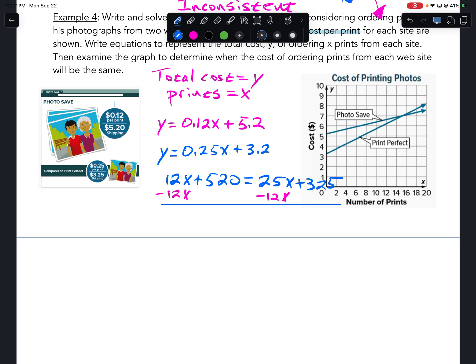So, when I do that, I get 520 equals 13x plus 325. What's my next step? Minus 325 from both sides. What's 520 minus 325? 195. Nice.